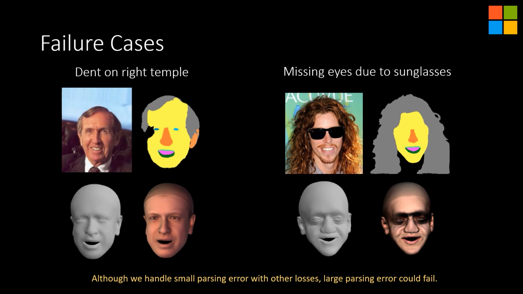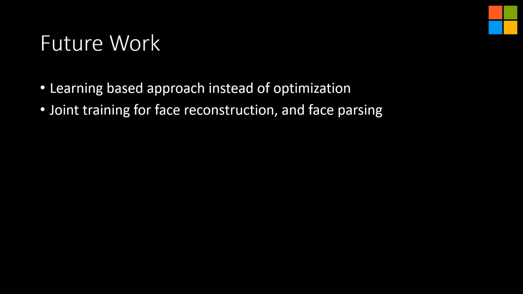Even if we aggregate over multiple attributes, big failures on face parsing masks or heavy occlusion could still cause failures of recovering correct face shapes. In the future, we would like to experiment with learning-based methods as our framework is end-to-end and fully differentiable. Besides, we would like to explore joint training for face reconstruction with face parsing.